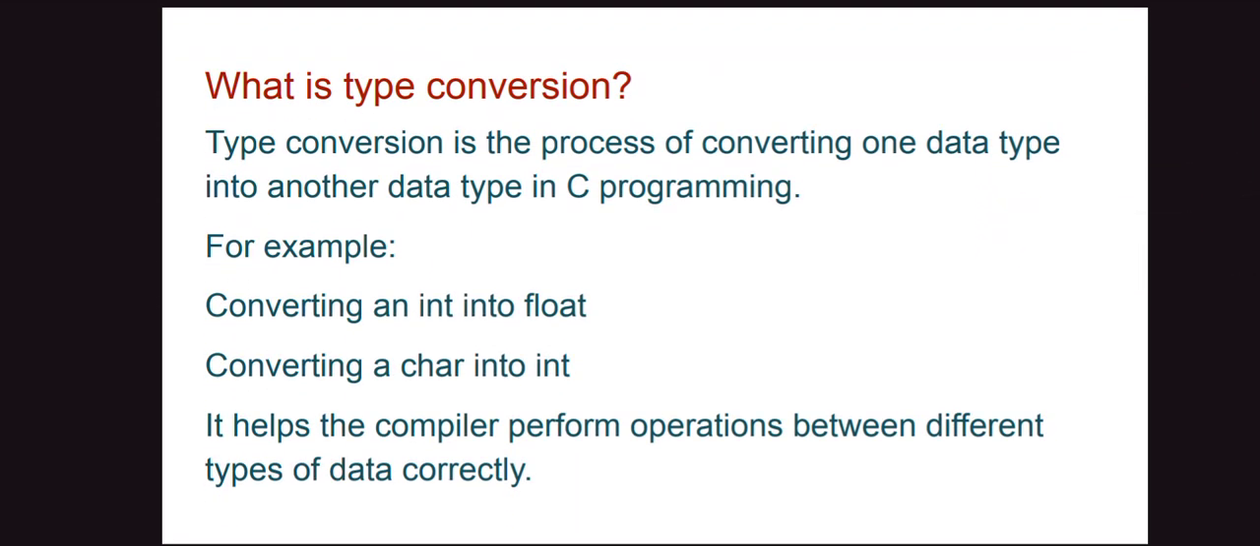What is type conversion? Type conversion is the process of converting one data type into another data type in C programming. For example, converting an integer into a float, or converting a character into an integer. It helps the compiler perform operations between different types of data correctly.